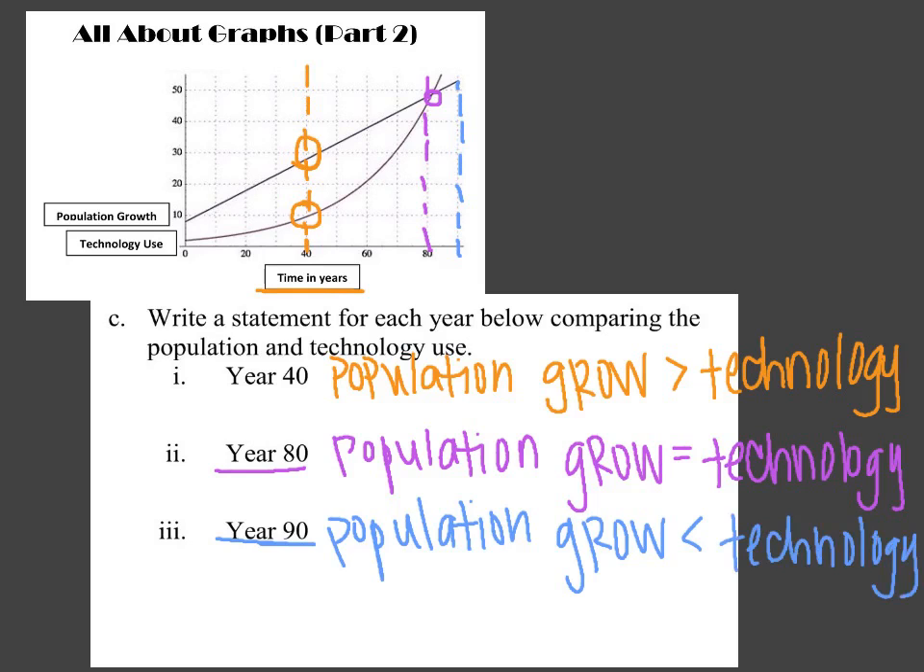And that would make a lot of sense because we know that one of the big things about exponential functions is that exponential functions will always grow faster than linear functions. So since my linear function was population growth, eventually it's going to have to be smaller than my technology use.